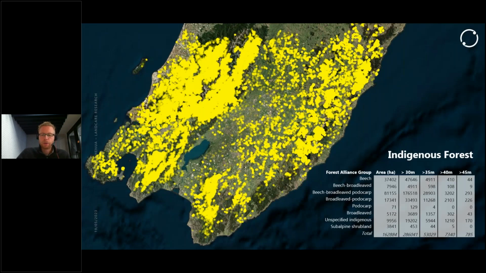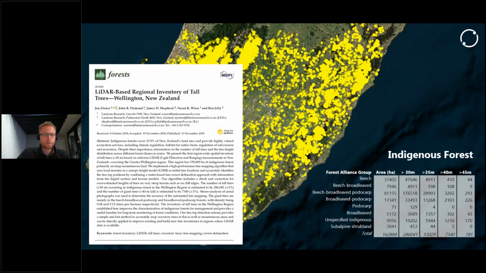Now we've applied this to numerous studies. One of them is shown here. Here we counted all the tall trees in different indigenous forest types in Greater Wellington. We published a paper on this and the method a while back. So please, if you want to know more about the algorithm or the study, have a look at the paper.